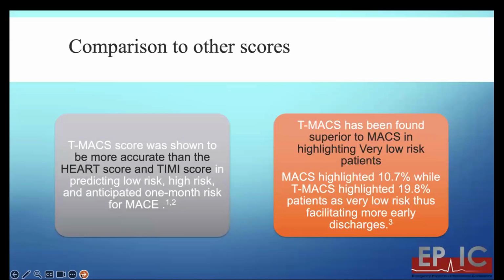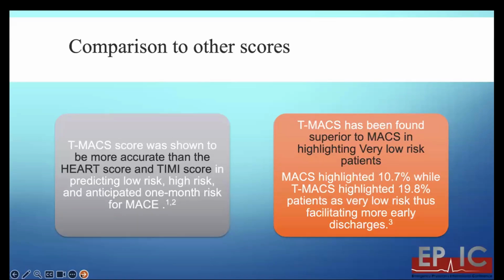Now, making its comparison to other scores, as explained earlier as well, the TMACS score has been shown to be more accurate than the HEART score as well as the TIMI score in predicting low risk, high risk, and anticipated 1 month risk of MACE, and has also been found superior to the MACS tool. Whereas MACS highlighted only 10% of patients, TMACS highlighted about 20% of patients as very low risk, thus facilitating more early discharges.